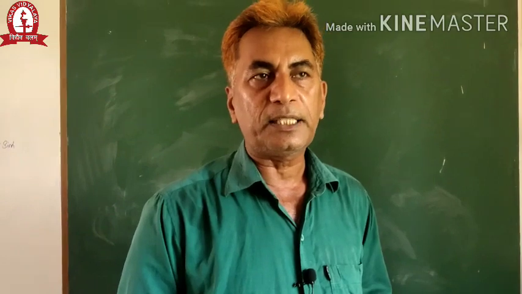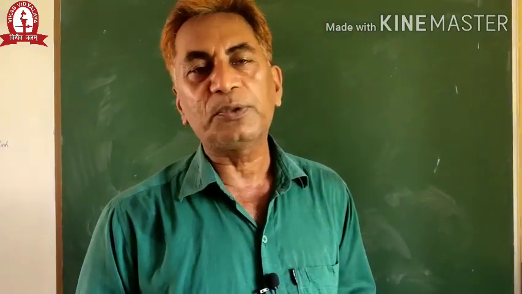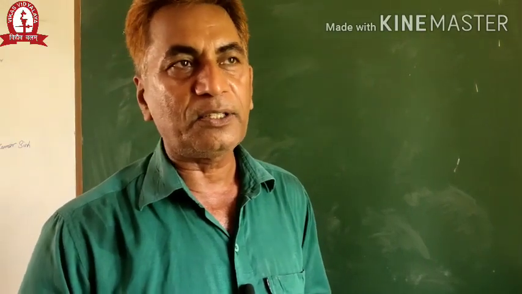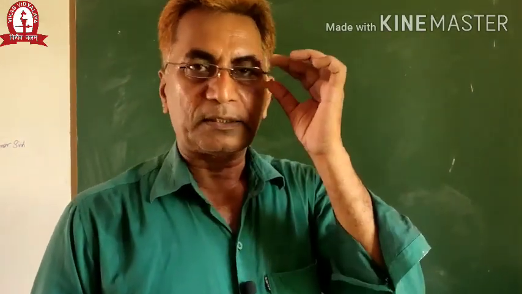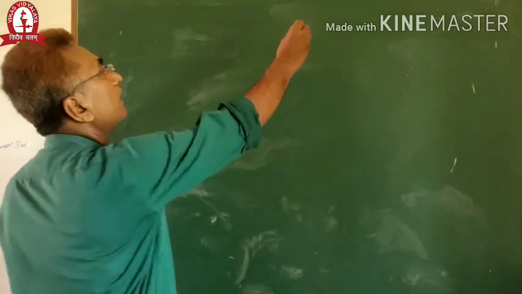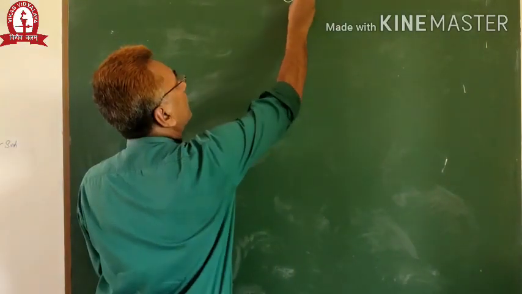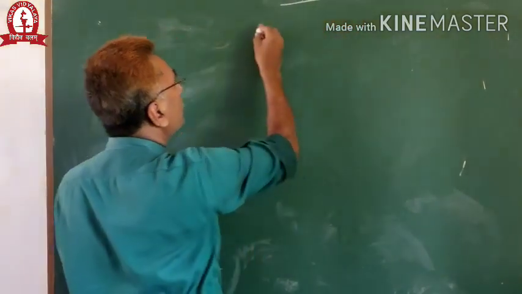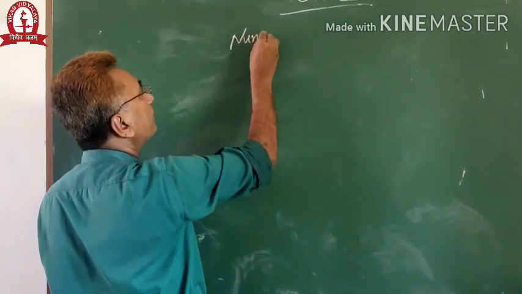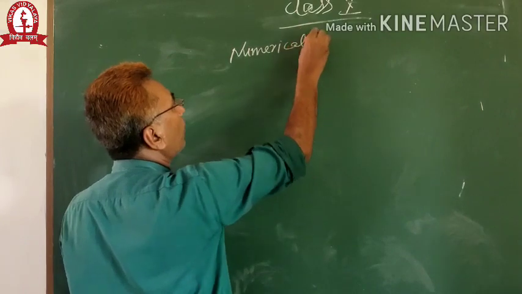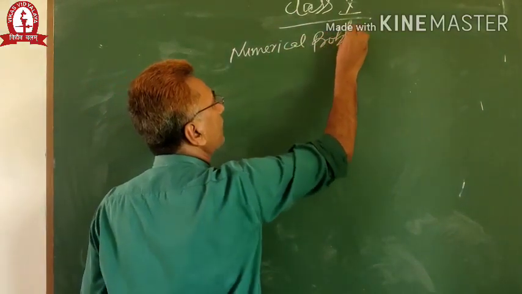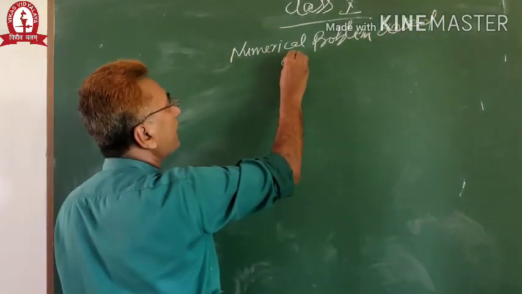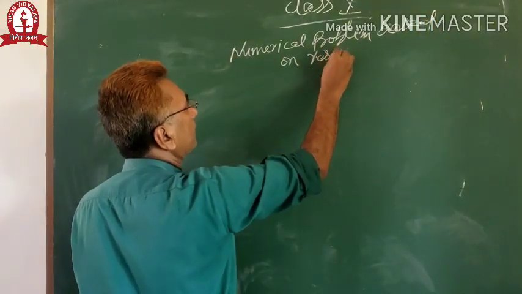The chapter is current electricity, and the topic that I am going to take is resistance. And the numerical problem that I will discuss right now is based on resistance, right? So I am just taking one such question. Class, this is for class 10. The portion is based on numerical problems based on resistance, right?